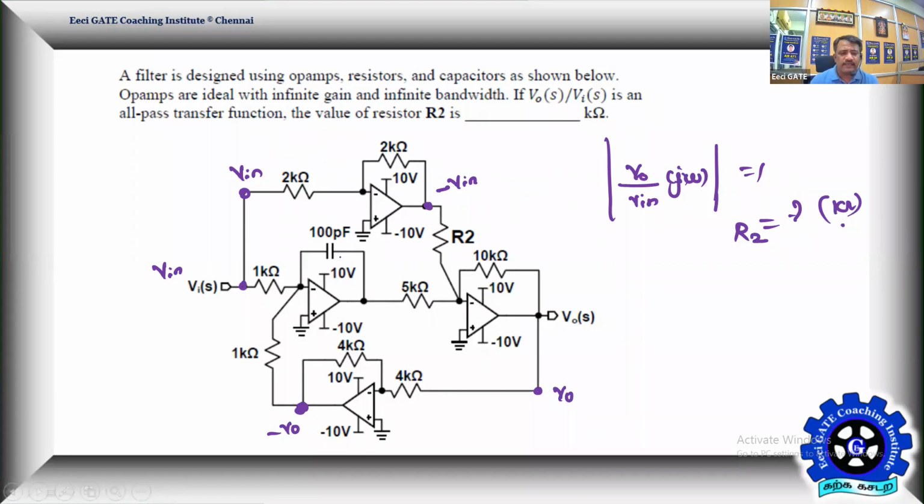So then we have to play with the remaining circuit. Here the input is minus V in. Here the input is minus V naught. And here the input is V in. So we'll take only 2 op amps, and we'll comfortably go for V naught of S by V in of S. Then we can simplify the problem like this.